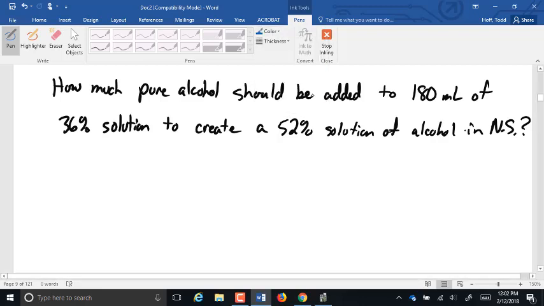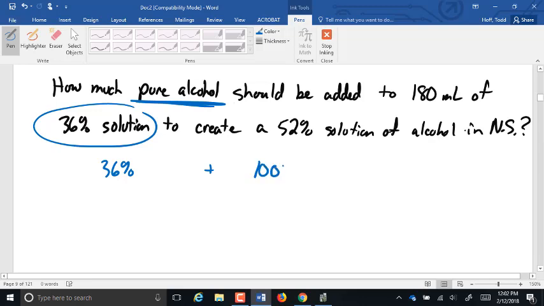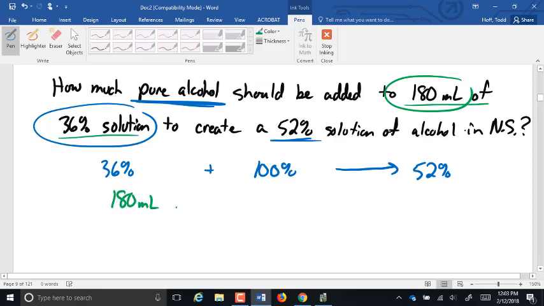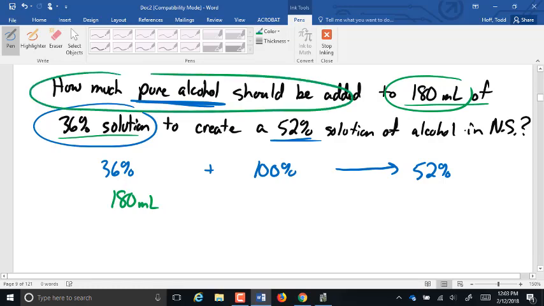So what we have here, we have a 36% solution. What we're going to add to that, how much pure alcohol? Pure alcohol, we're assuming is 100%, hence the word pure. And we're going to try to create a 52% solution. So now we look at amounts. The only amount I'm given here is 180 milliliters of that 36%. We want to know how much pure alcohol there should be. So we're going to let the amount of the pure alcohol be X. So then the amount of the final solution will be 180 plus X.